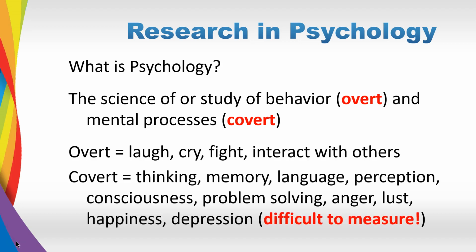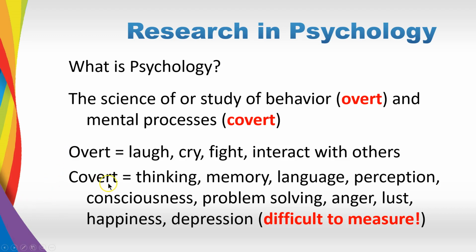And really what that means, if you think about what overt and covert mean, the way I try to think of these is with overt, think of the O, and covert, think of the C. So, and I'll tell you what I mean by that here in a second. For overt, laughing, crying, fighting, interacting with others, think about the fact that you can see those, right? So overt behaviors would be open, out there, observable. Those are all O words. So that might help you remember overt means out there, open, observable.